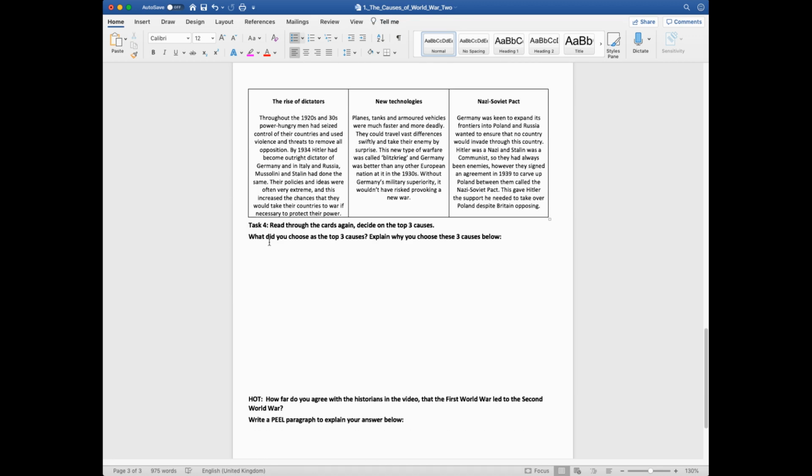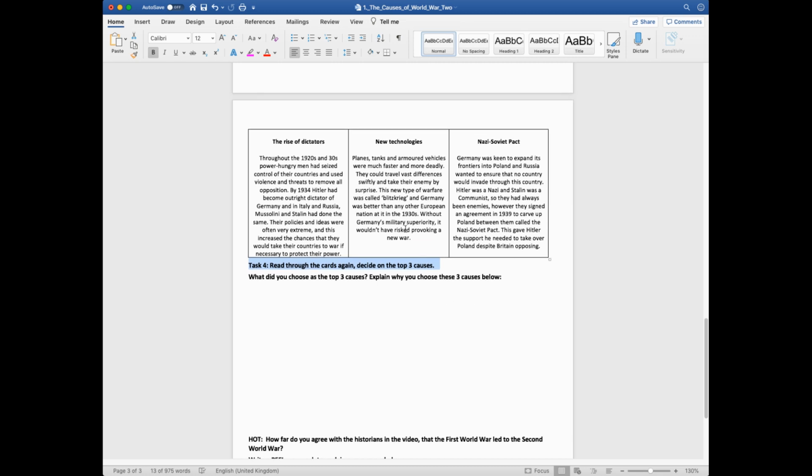And once you've done that, what I'd like you to do is read through those cards again and decide which you think is the top 3. There's 9 of them, so decide 3 of the main causes, the main reason World War II happened, and explain why you put it. I don't want you just to write 3 things. I would like you to tell me a good reason why you think that. Actually, you know what? That is an important reason for World War II.